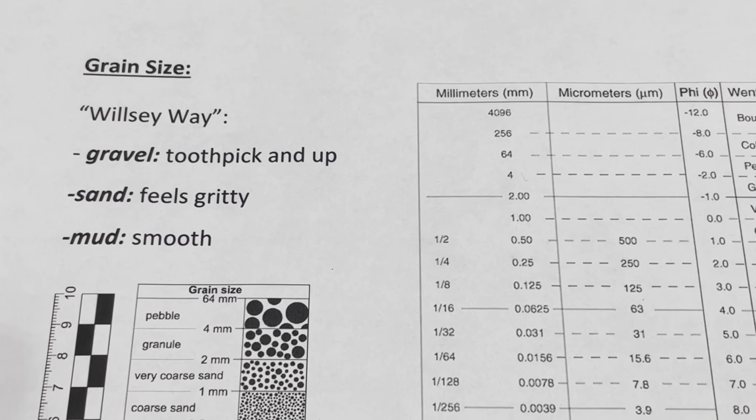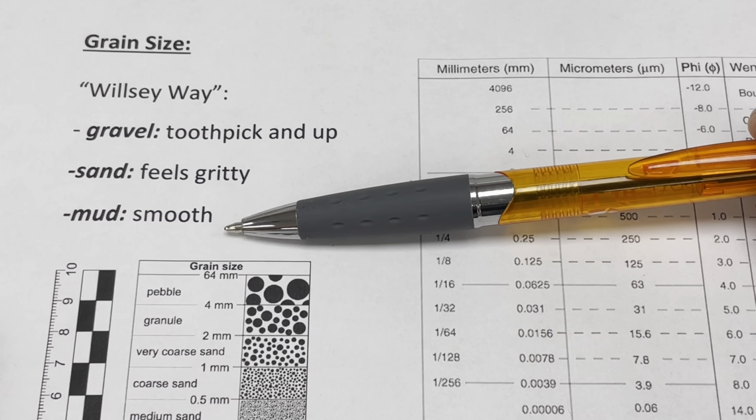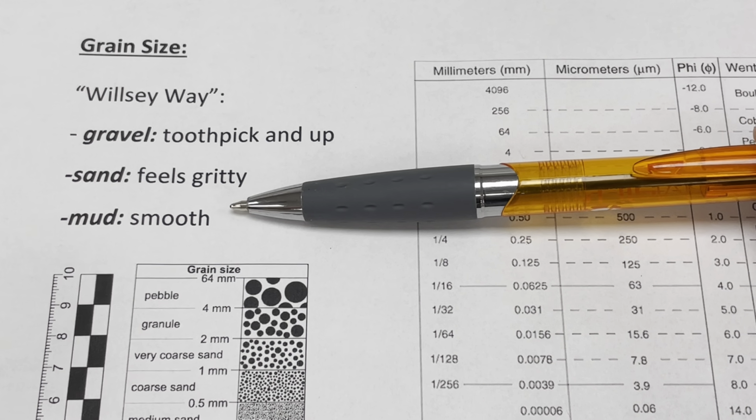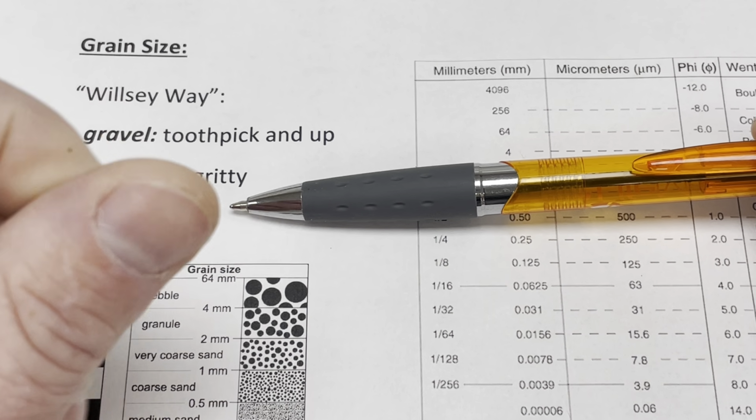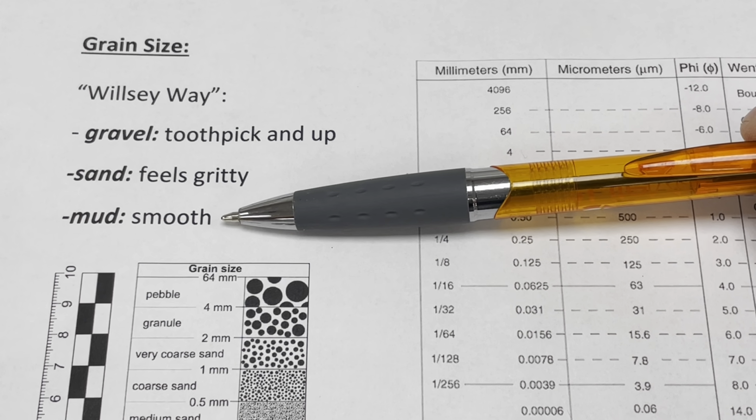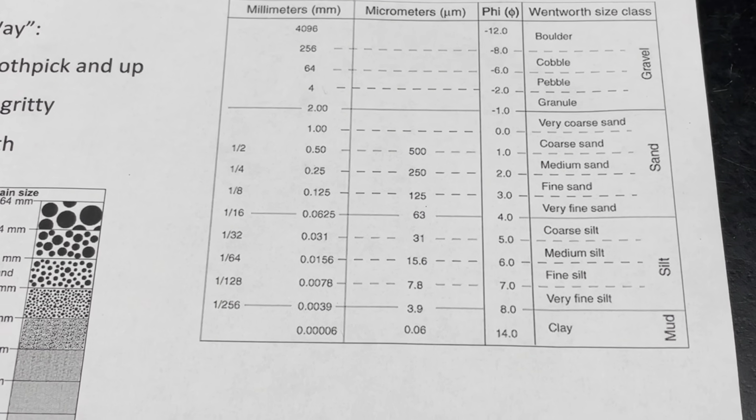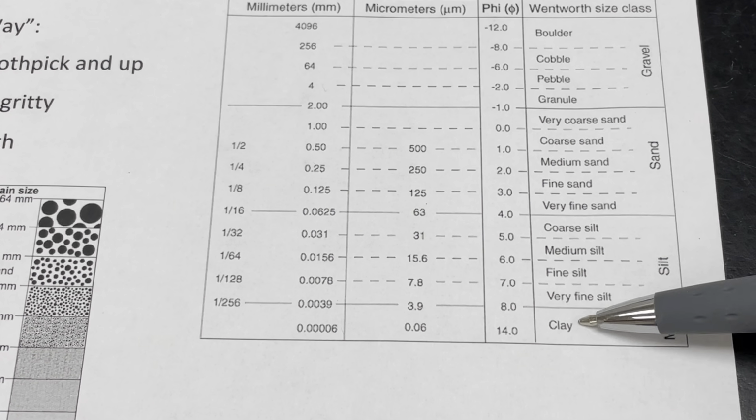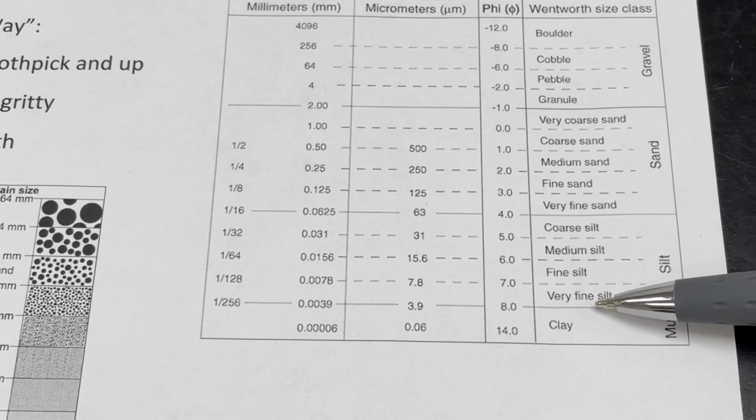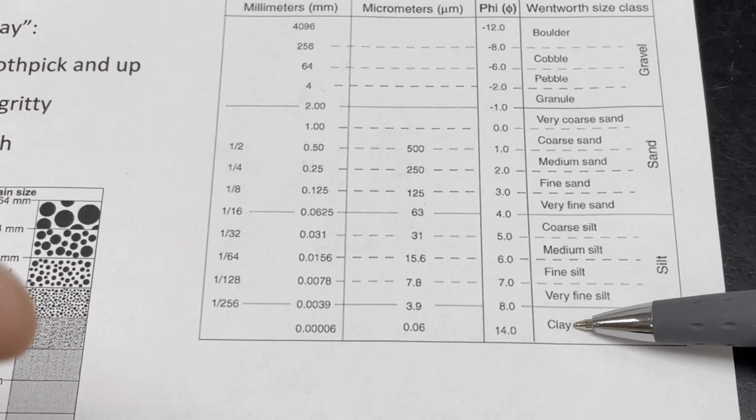But back to the Willsey way, our last sediment classification for grain size is going to be mud. So anything smaller than sand, and as you feel it with your fingers, it's going to feel smooth to the touch, not gritty like sand. We're going to call that mud. And of course, mud is actually a term that we use to describe both silt and clay. So this is somewhat of a generic term for both silt and clay-sized particles, which are hard to tell apart to the naked eye, even with a tactile feel.